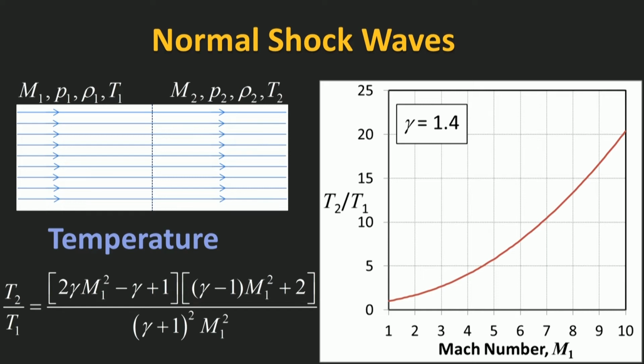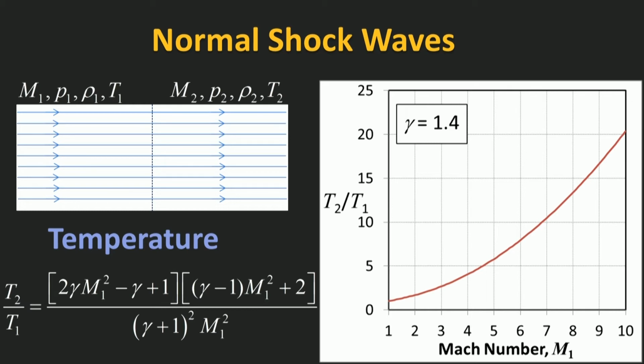These real gas effects would lead to lower temperature ratios than would be indicated from this plot at the high Mach numbers, as some of the energy from the flow would be absorbed in exciting molecular motion and possibly breaking the bonds between molecules in the gas. Again, we'll have more on this in section 5 of the course.